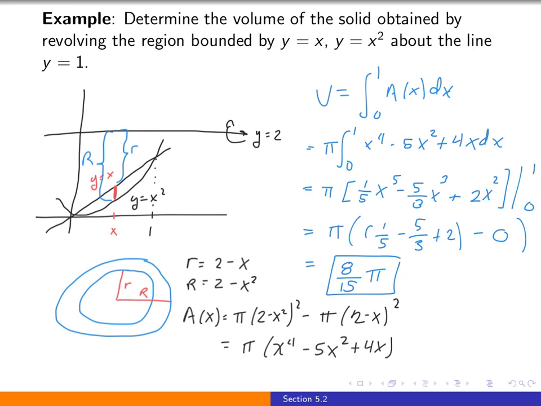So keep in mind that we can form these solids of revolution not just by rotating around an axis, but around any line. And for us, the type of lines that we would consider would be a horizontal line, y equals a number, or a vertical line, x equals a number.